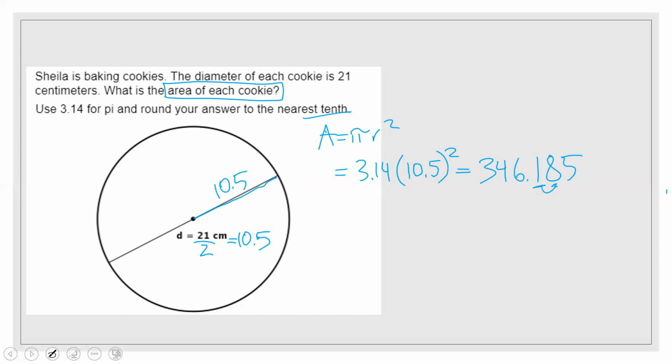It says round to the nearest tenth. So this 8 will make the 1 round up. So it'll be 346.2 centimeters squared.